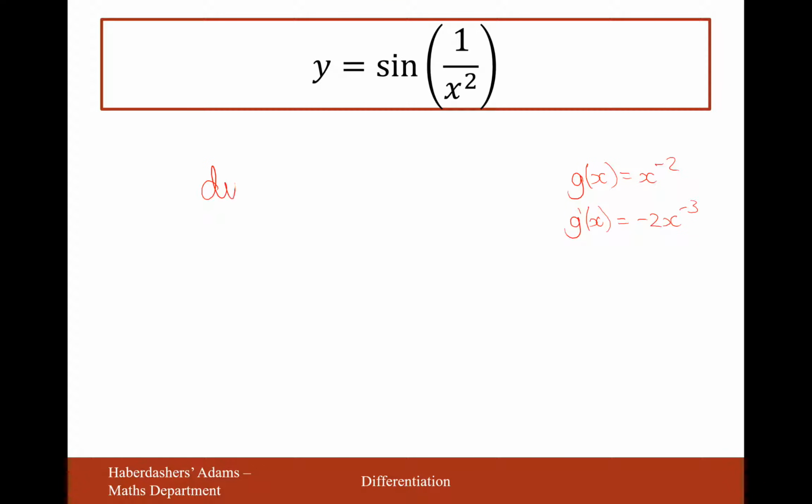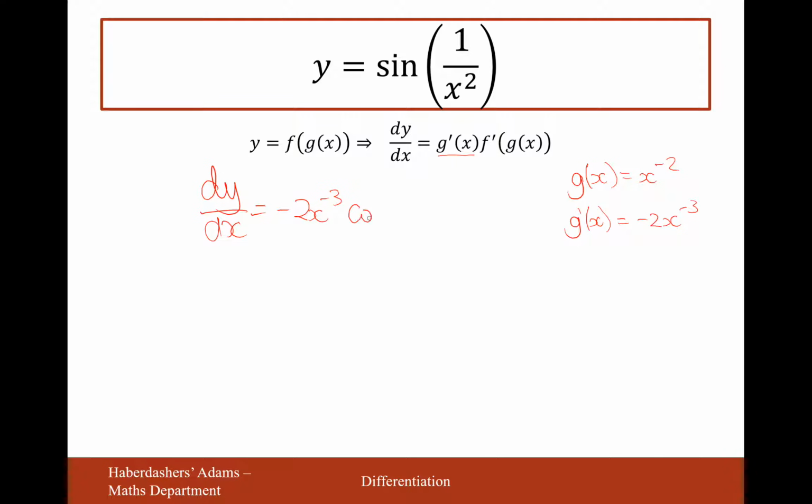So let's get started on differentiating this. It's going to be using the chain rule again. So we're differentiating the inside function first, as always. Minus 2x to the minus 3. Multiply that by the differential of the outside function, cos of the inside function, 1 over x squared. So to simplify this as a final answer, it's going to be minus 2 cos 1 over x squared over x cubed.